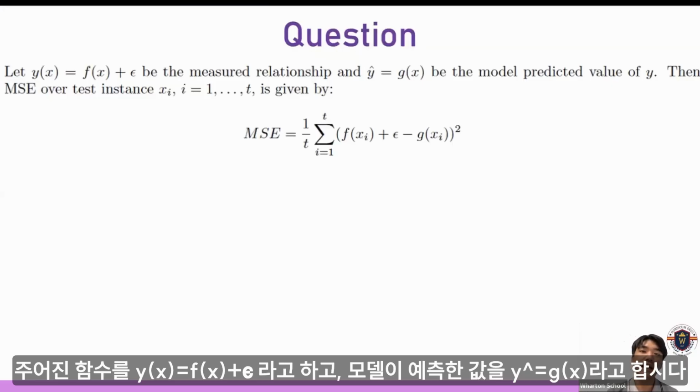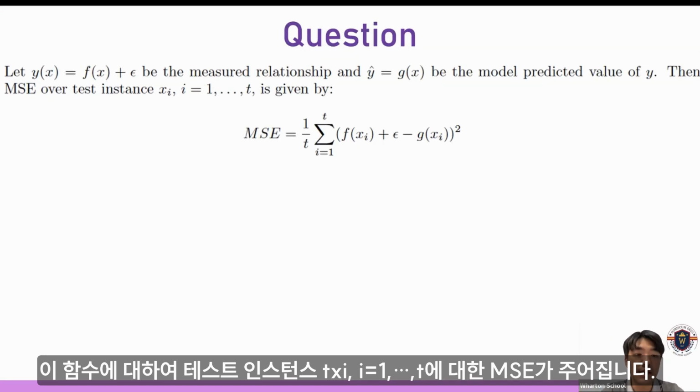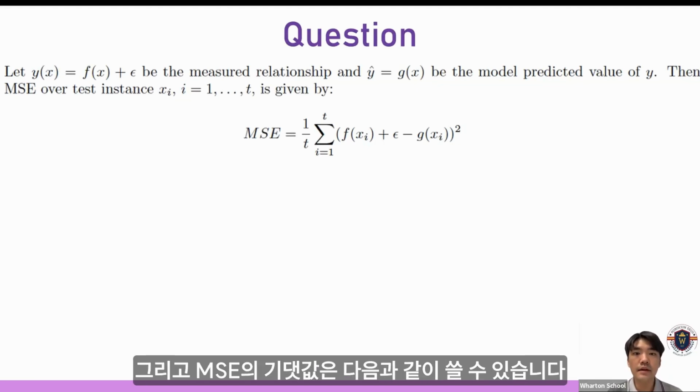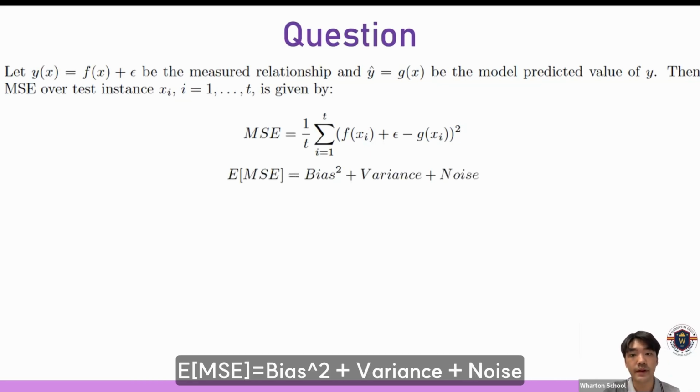So the question is: let y = f(x) + epsilon be the measured relationship, and y hat = g(x) be the model's predicted value of y. Then the MSE over the test instance x_i is given by this formula, which is the typical MSE formula that we've been seeing. Notice that the expected value of MSE is bias squared plus variance plus noise, the epsilon term.